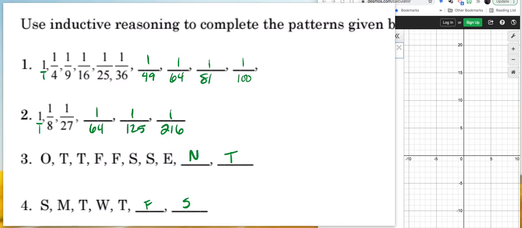Number 3 is one that people often struggle to figure out what pattern is going on there. These are the first letter of the words for counting numbers: 1, 2, 3, 4, 5, 6, 7, 8, 9, and 10, and it's just the first letter. Number 4 is the first letter of the days of the week. So continuing that, we already have Sunday, Monday, Tuesday, Wednesday, Thursday. Continuing that, we would put F for Friday and S for Saturday.